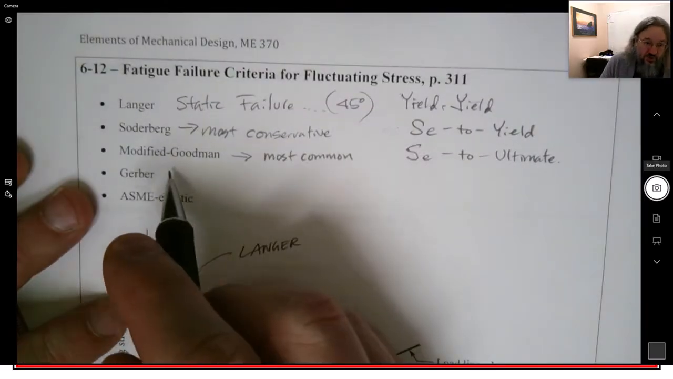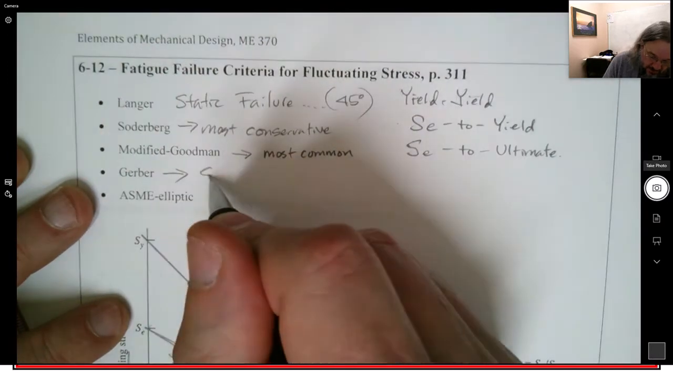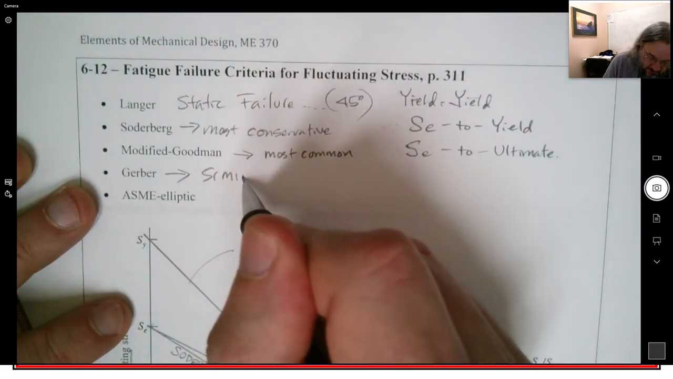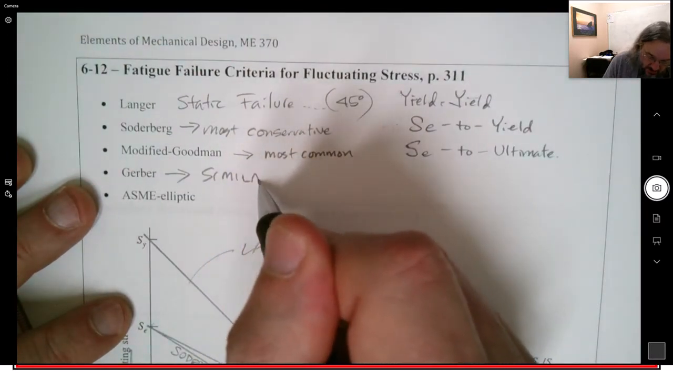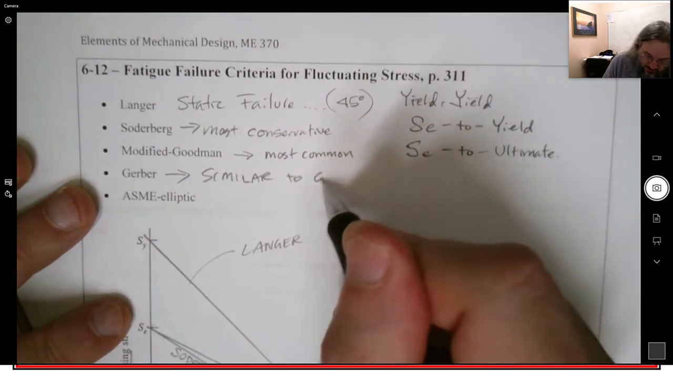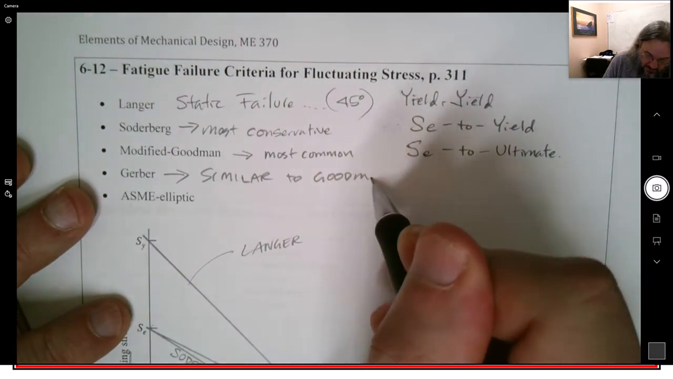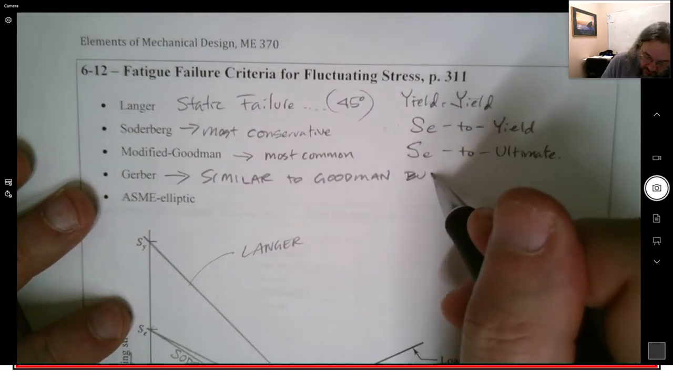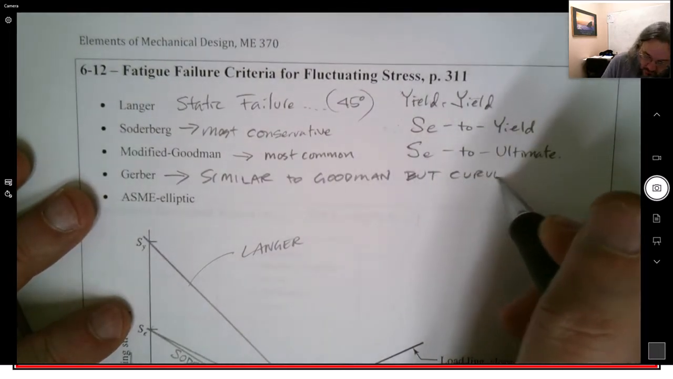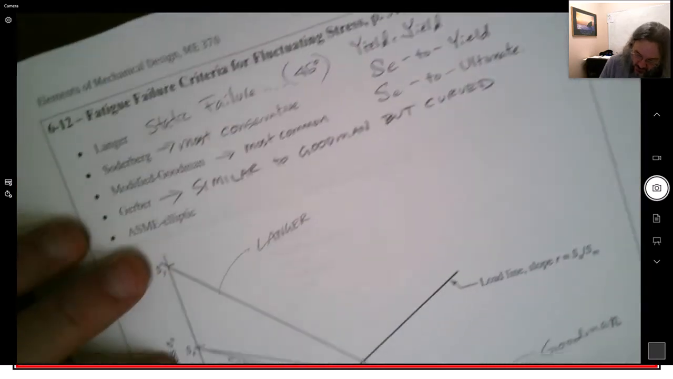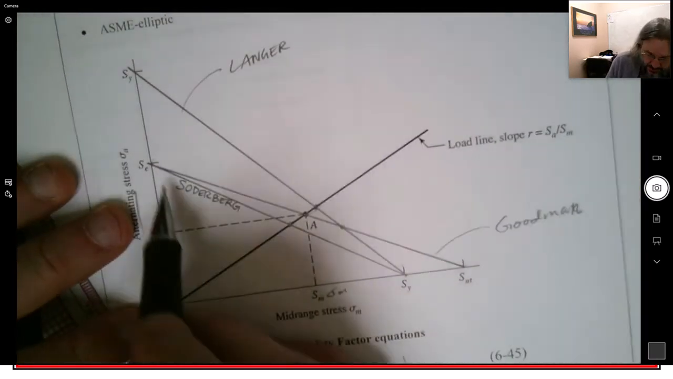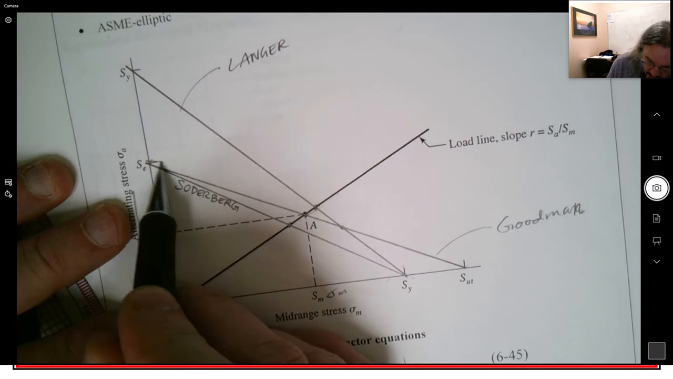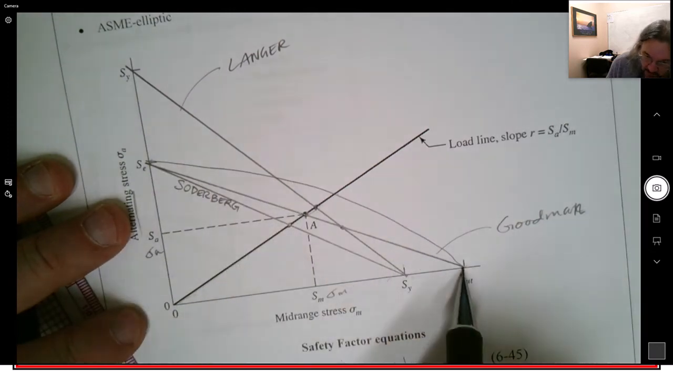So we have this Gerber. This is similar to Goodman. Let me see if I got that right. Similar to Goodman, but curved. So it goes from Goodman and goes wee, boom, like that right there.